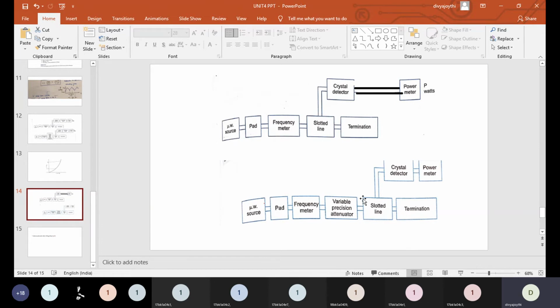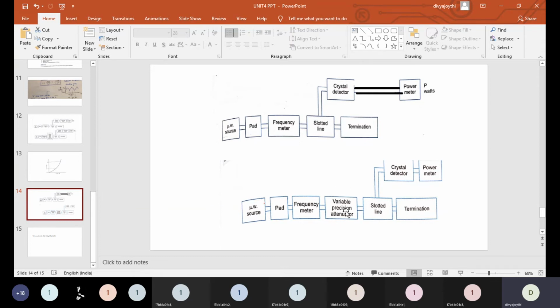I'm repeating it once again. These are the two setups for measuring attenuation using the RF substitution method. From the first setup, we measure the power. Let us assume that the power we measured using setup 1 is 5 watts. And now in setup 2, we introduce a variable attenuator.